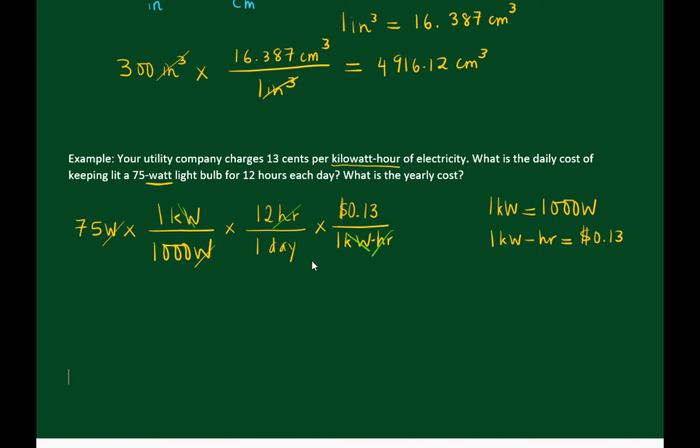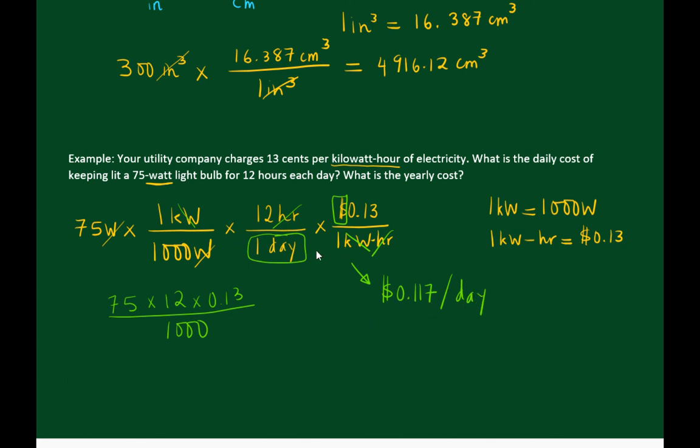So the answer you get will be in terms of per day, because the day is at the bottom and dollar at the top. The cost per day will be found by this calculation. So you multiply 75 times 12 times 0.13, and divide by 1000. Let's see what number we got. I got 0.117 per day. So for each day, this is the amount that you pay.